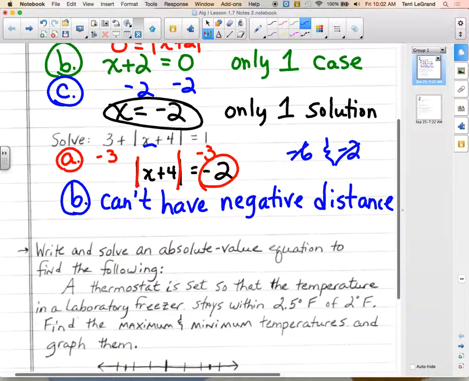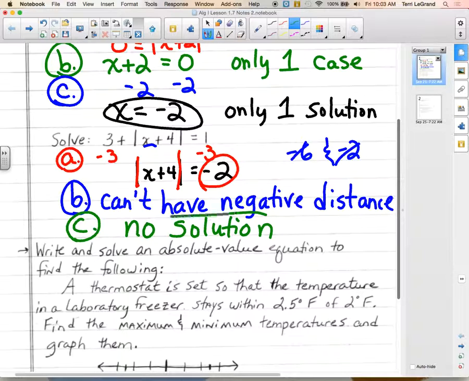So step C, what's our solution? No solution. This does not have a solution. So no solution is our solution. Technically you do have a solution, but we call it an empty set. Remember the mathematical symbol for this? It's a 0 with a slash through it. That's the empty set. There's nothing in it; nothing is going to satisfy this.